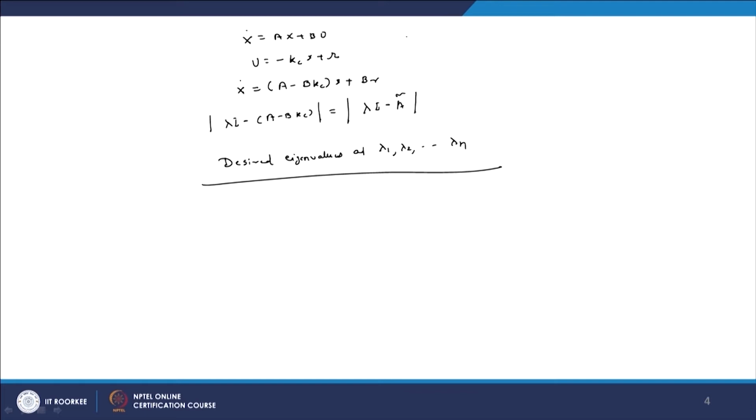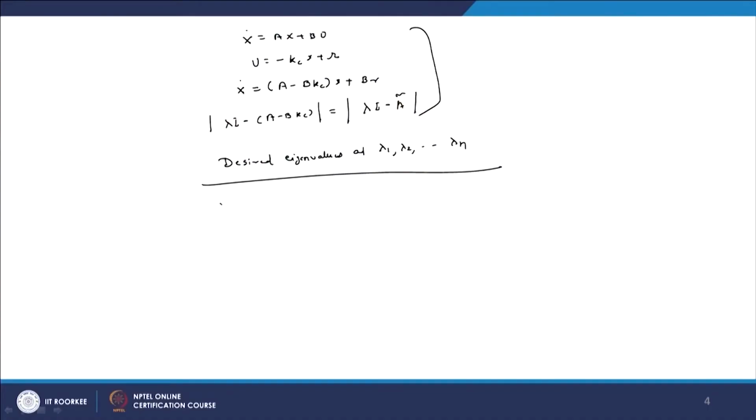So here this part which we have got is based on the control law. This control law is working like this, and we have desired poles. So desired poles are lambda 1, lambda 2, lambda n. Based on the desired poles we can also write down the characteristic equation. Based on the desired eigenvalues, the characteristic equation we can write down as lambda raised to n plus alpha 1 lambda raised to n minus 1 plus alpha 2 lambda raised to n minus 2 plus ... plus alpha n equal to 0.